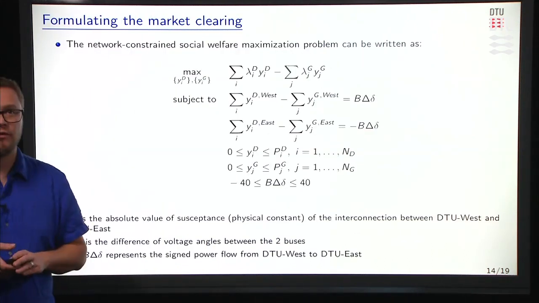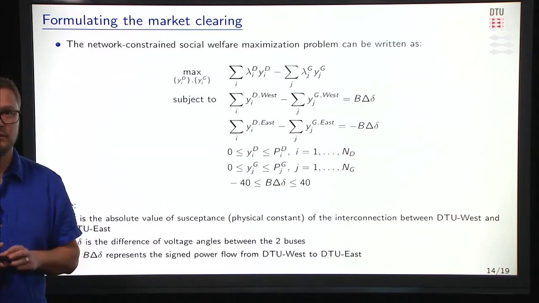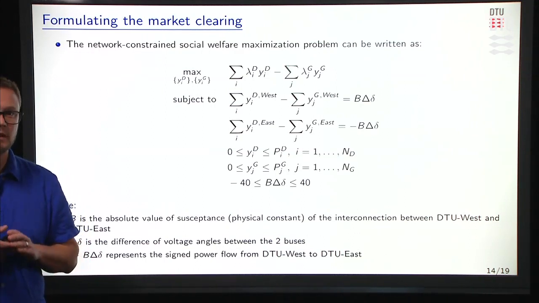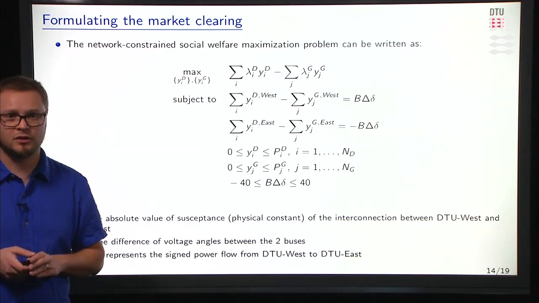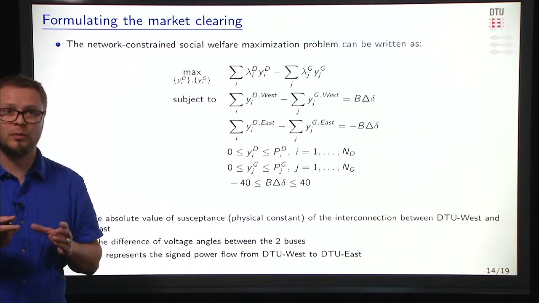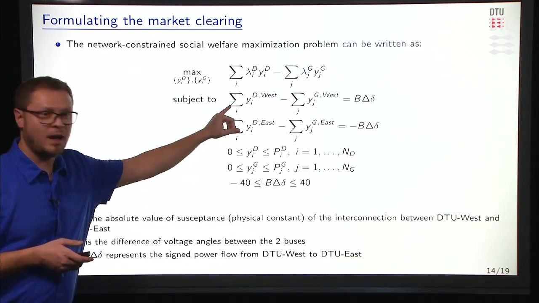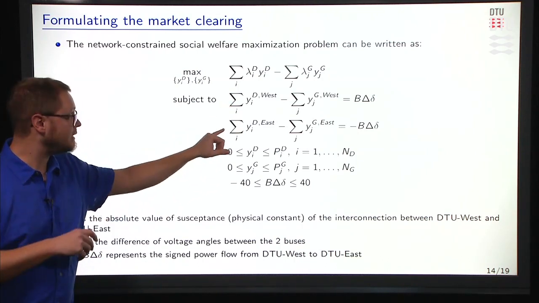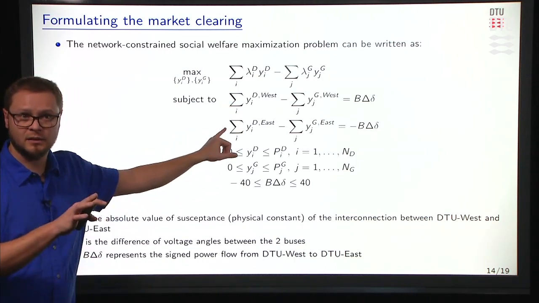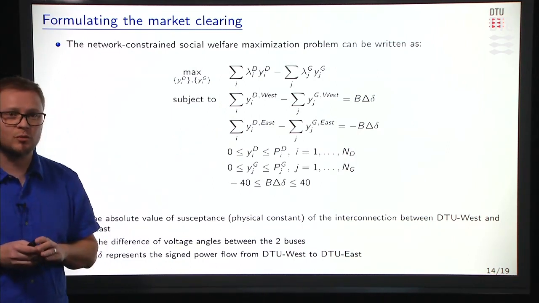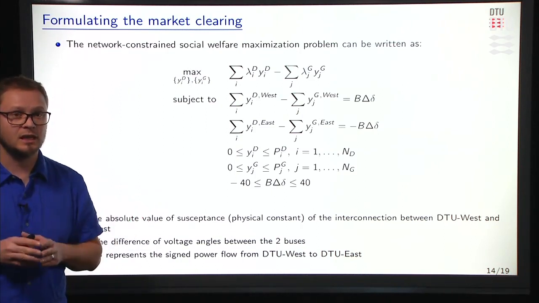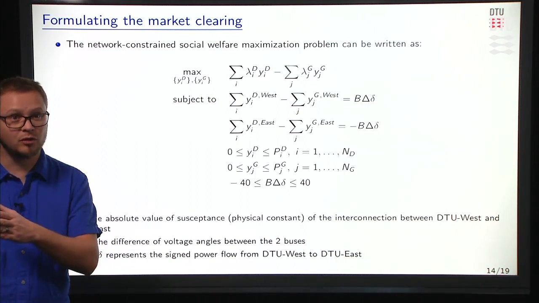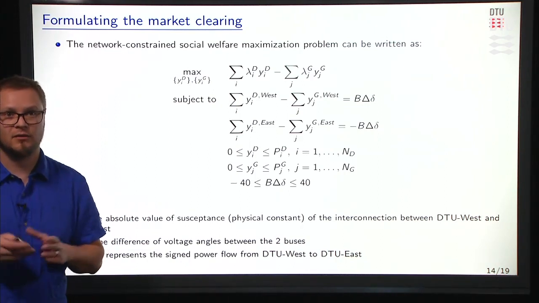We can write our market clearing problem still with social welfare maximization, but now we're going to respect the fact that we have two sides of the power system. Instead of the single balance equation we had previously, we now have two balance equations. These are here the balance equation for the west side, and here the balance equation for the east side. In both cases, this balance equation should represent the fact that the sum of consumptions minus the sum of generation is going to be equal to either the import or the export capability for that area.